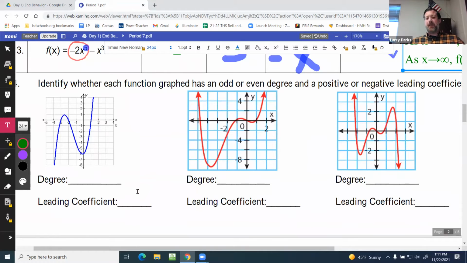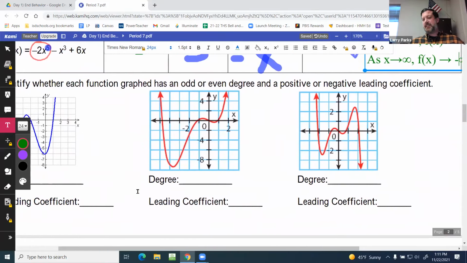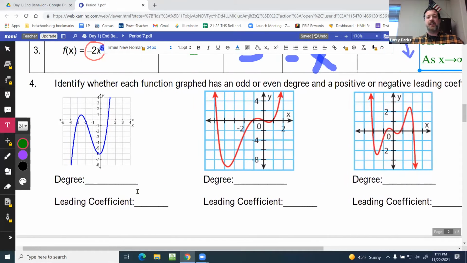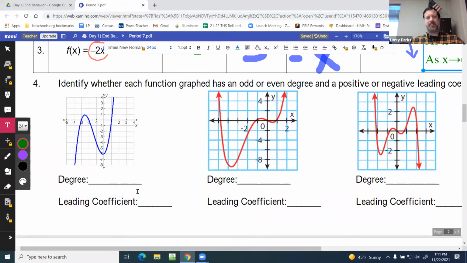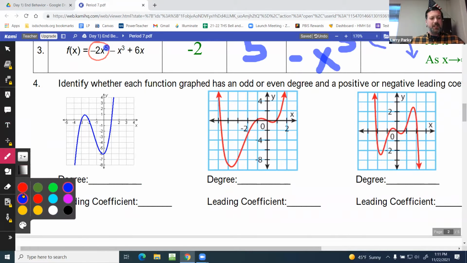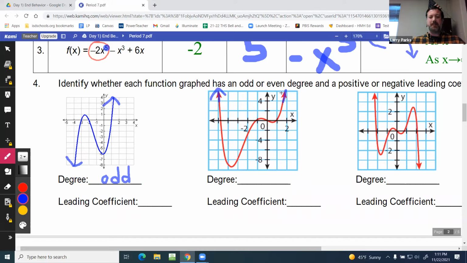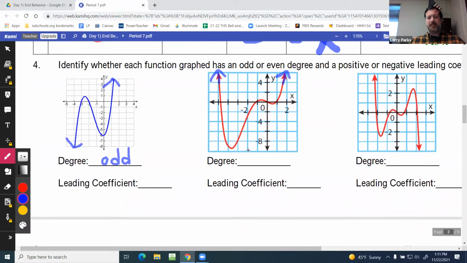Okay, now we're going to identify whether each function graph is an odd or even degree and a positive or negative leading coefficient. So how do you know if it's odd or even degree? It's actually pretty simple. If it's doing opposite things, like that's going down and that's going up, it has to be odd. Odds always do opposites, they're oddballs. But if it does the same thing on both sides, like up and up, or down and down, we say even.